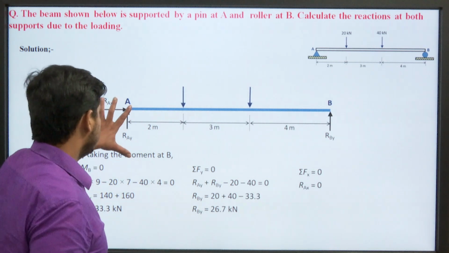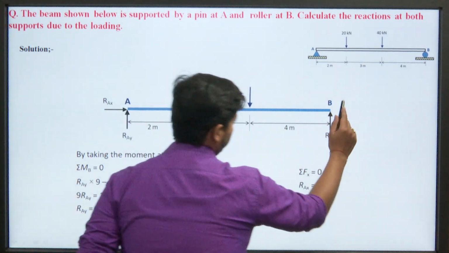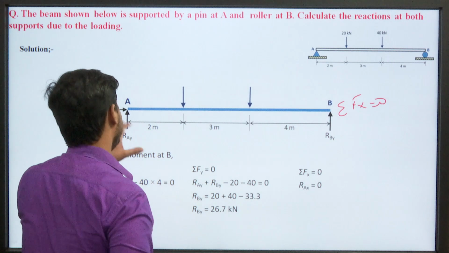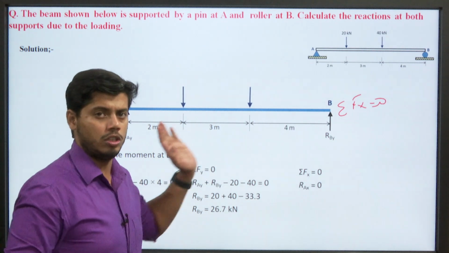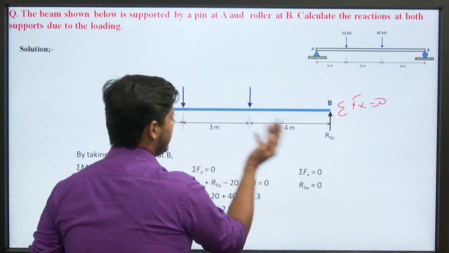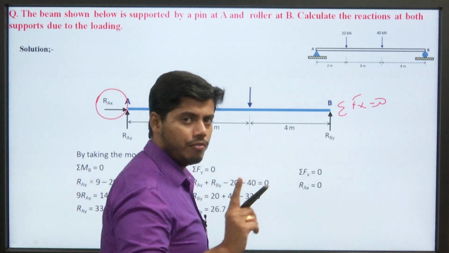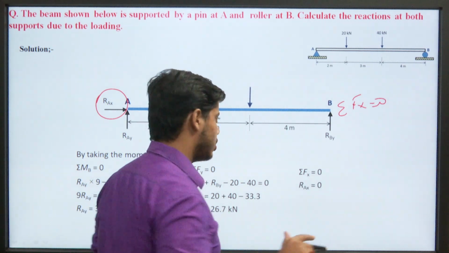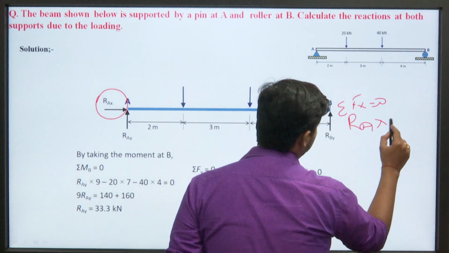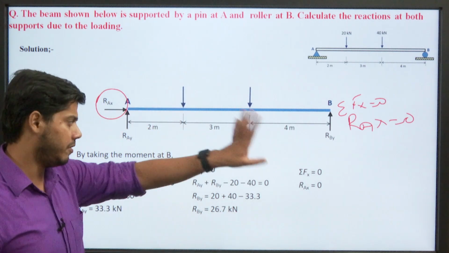So, the first condition is summation of Fx equal to 0, which means the net force along the horizontal direction is equal to 0. What forces are acting in the horizontal direction? As we said, in the beam there is only one force acting along the horizontal direction, along the axis of the beam, that is RAX. There is no other force, so the RAX value should be equal to 0 for equilibrium.